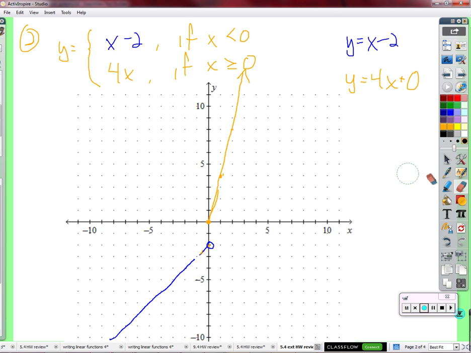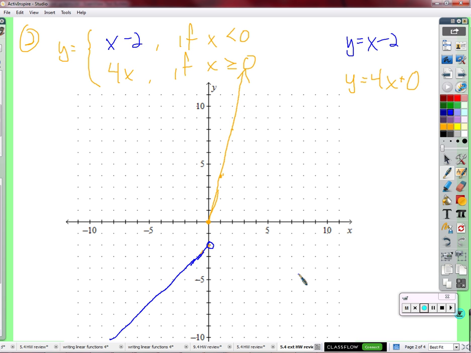So if I had graphed it correctly from the beginning, I would have just not drawn those graphs at all. All right, does that make more sense? So this orange graph exists only where x is greater than or equal to 0. This blue graph, y equals x minus 2, only exists where x is less than 0. And we have that open circle for when we hit that barrier. If we're not supposed to graph it at that place, then we don't graph it at that place.